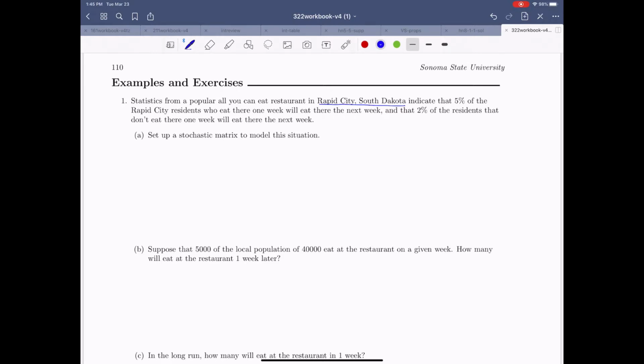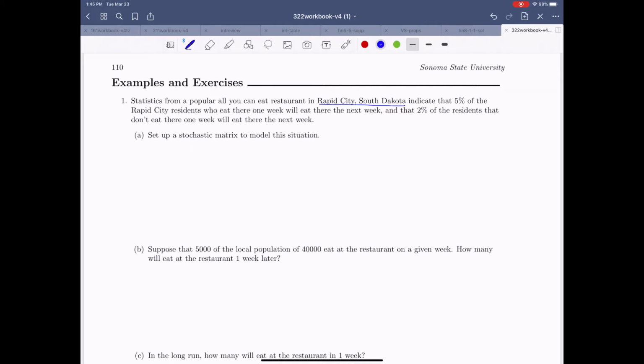Okay, so let's read what this question is asking us here. Statistics from a popular all-you-can-eat restaurant in Rapid City indicate that 5% of the Rapid City residents who eat there one week will eat there the next week, and that 2% of the residents that don't eat there one week will eat there the next week. Okay, so this is describing a typical stochastic process where we've got the population of Rapid City transitioning in and out of two different states.